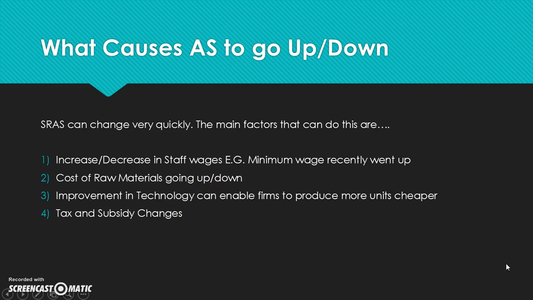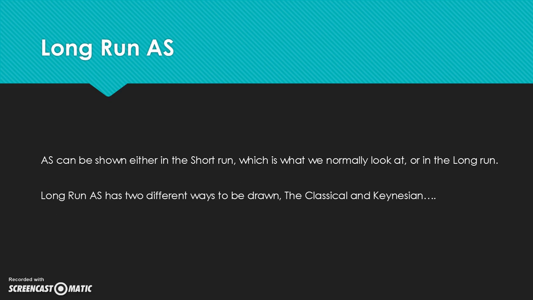Now in the exam, they will be very specific. If they want you to talk about long-run, they will mention long-run aggregate supply. There's no such thing as long-run aggregate demand. So if they want you to talk about long-run, they will specifically mention it. But if they just talk about AS in general, they mean short run, the usual one that we look at. So let's look at long run very quickly.